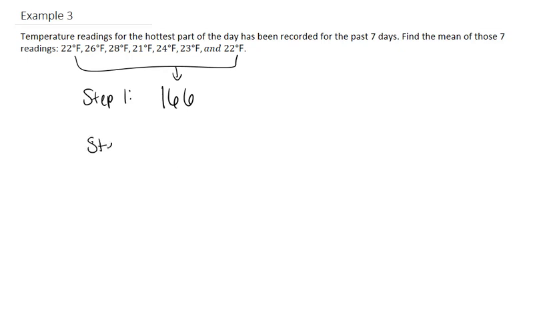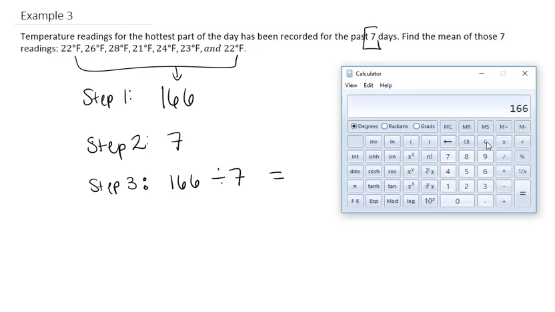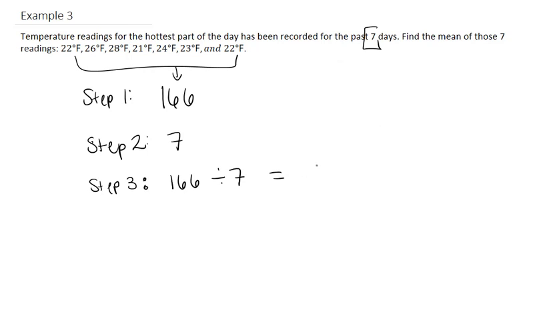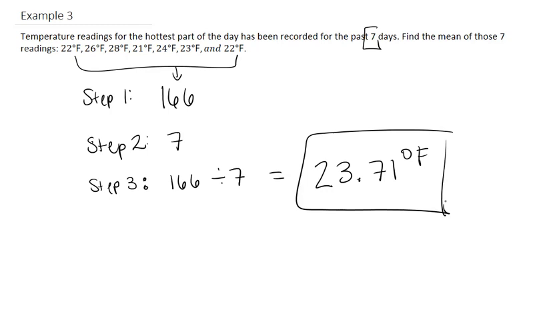Then step 2 would be the following. We would count how many there are, or we could just notice that it told us there's 7 days that it took readings. So our sample number is 7, and our step 3 would be 166 divided by 7, and we would get 23.71 because we're going to round to the nearest hundredth. So that would be our average temperature.